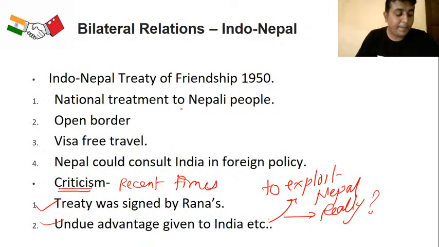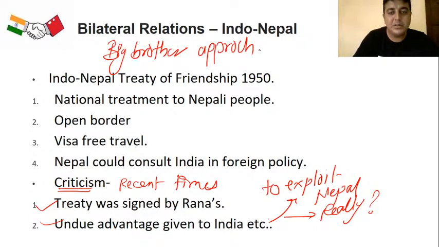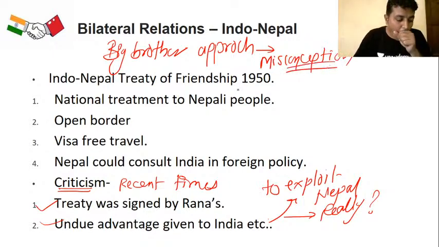So, basically, this is a misconception from the Nepali side. And why is it so? Because several factors are responsible for it, and one factor is basically the big brother approach of India. The big brother approach of India leads to misconceptions. Let me clarify whether India is taking undue advantage, or whether this treaty favors India more than Nepal.